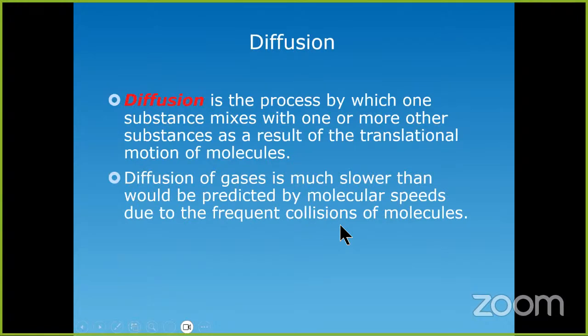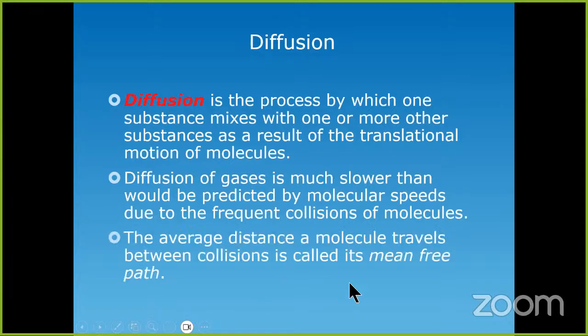Now, one could attempt to look at the rate of diffusion as it relates to the root mean squared speeds of gases. But it turns out that we cannot do that because, as stated here, the diffusion of gases is much slower than would be predicted by molecular speeds due to the frequent collisions of molecules. So what this is saying is that because the molecules are colliding with each other, we cannot use the model that we were using earlier, relating root mean squared speed to molar mass and temperature, in order to make predictions as far as diffusion is concerned, right?